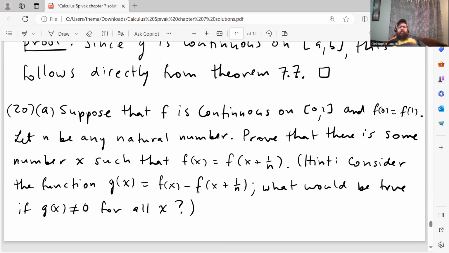So 20A: suppose that f is continuous on the closed interval [0, 1] and f(0) = f(1). Let n be any natural number. Prove that there is some number x such that f(x) = f(x + 1/n). He gives a hint here. He says consider the function g(x) = f(x) - f(x + 1/n). We've been doing similar things like this for all the exercises before this, so that might even occur to you without the hint. But what would be true if g(x) is not 0 for all x?